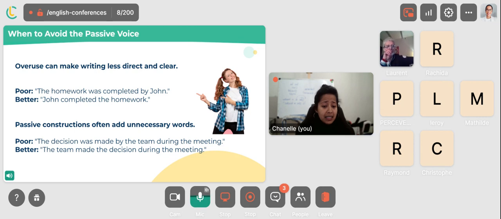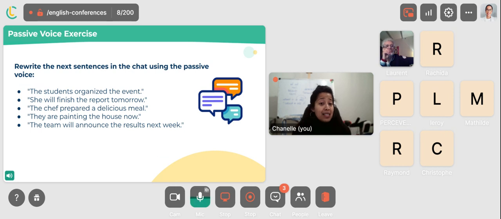Passive construction often adds unnecessary words. For example, the decision was made by the team during the meeting. Whereas a better response would be, the team made the decision during the meeting. So, as we are saying, we can use the passive voice, but it is important to know when to use it, so as not to overuse it and add unnecessary details.